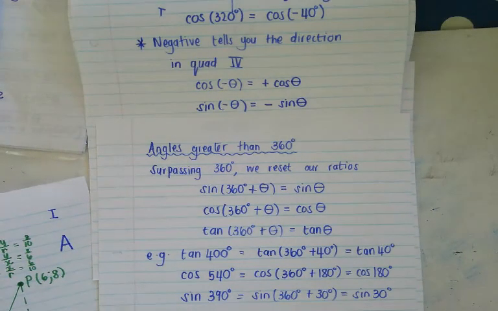Now tomorrow we are going to look at some special angles, okay? For now we are only going to focus on 90, 180, 270 and 360, but we're also going to look at 30, 60 and 45, because those always give us a special number.